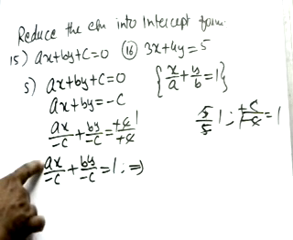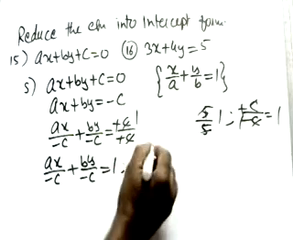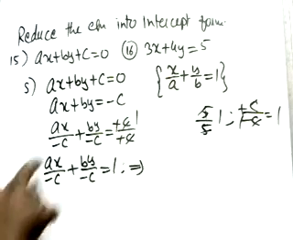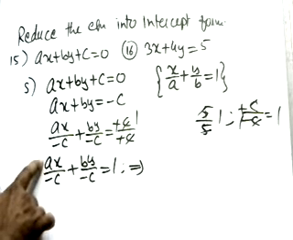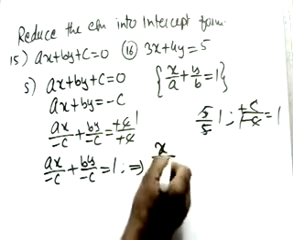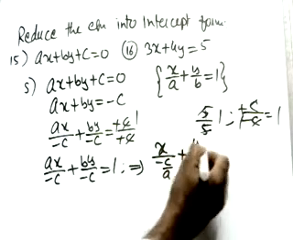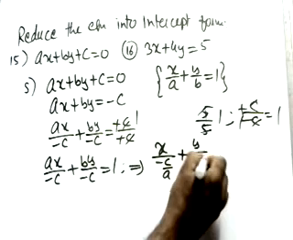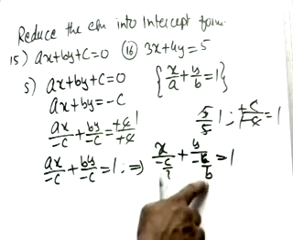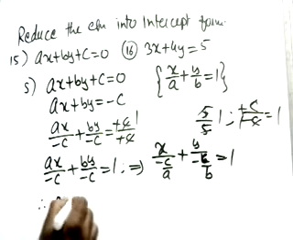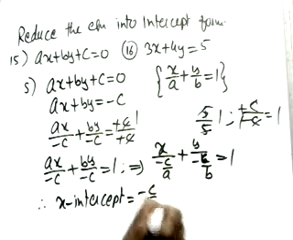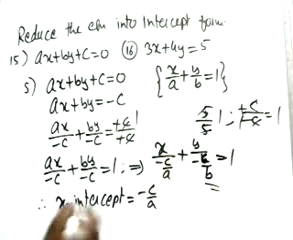One more step is left. Watch carefully. We can take out this a from here and write it in the denominator of c, because we want x by a, and we don't have any coefficient here other than 1. So we have to take out a here. If you take out a, we can write in the denominator: x by minus c by a, plus y by, in the same way, minus c by b, equals 1. So this will be the x-intercept, this will be the y-intercept. Therefore, x-intercept equals minus c by a.